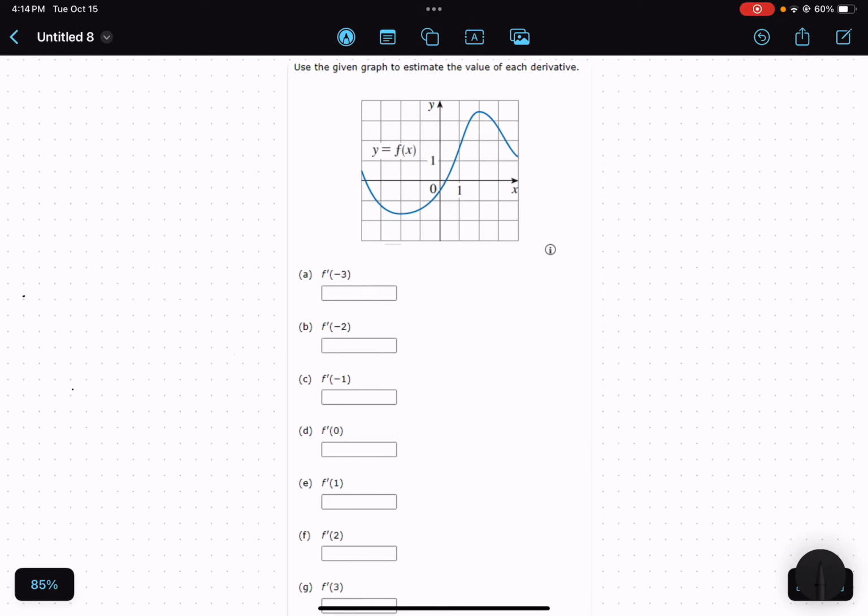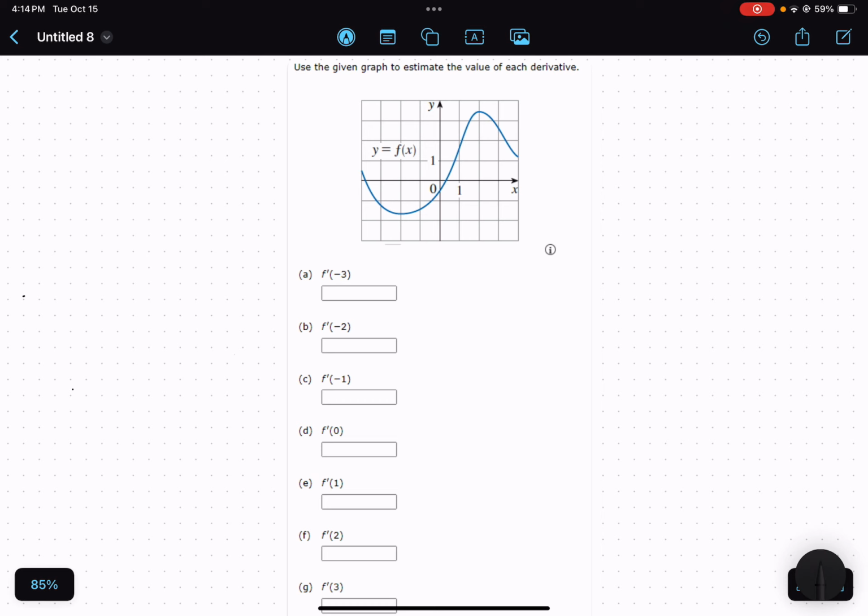Of each derivative using a graph, so pure estimation. So when it asks you to estimate the value of each derivative, you're just taking the tangent line of the point that it's giving you. So at -3, we'll look on the graph and we'll find that x equals -3 over here. And to estimate the value, we'll take this point and the line on this point and just draw a perfectly corresponding line. So it's like a tangent.